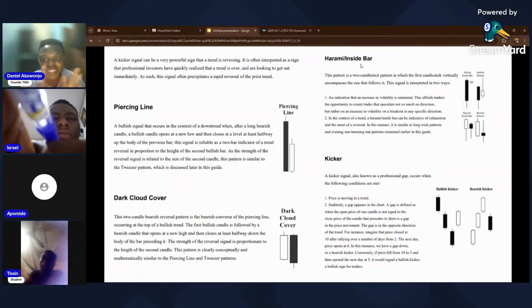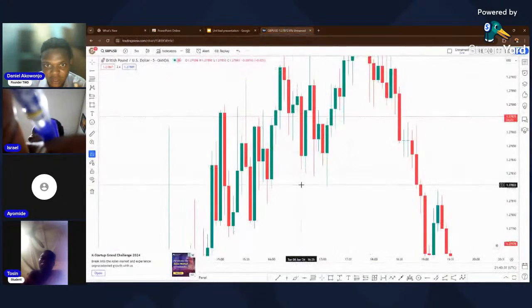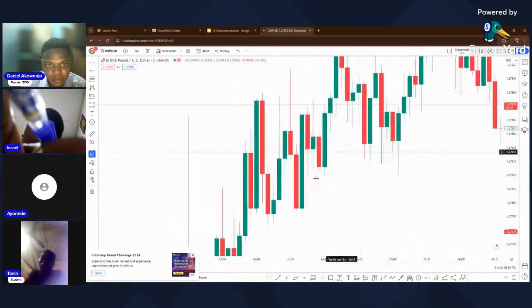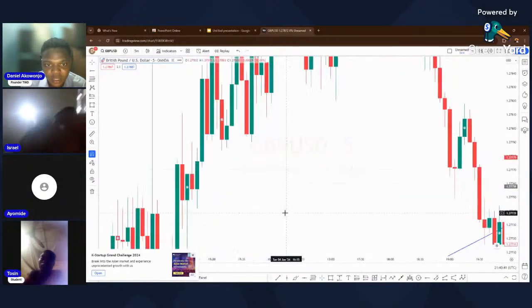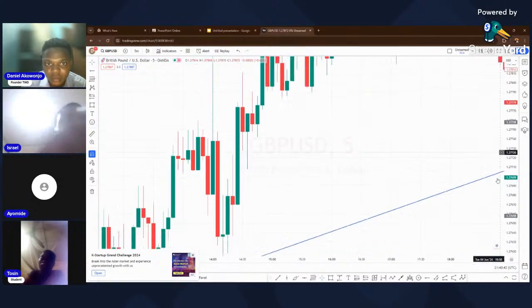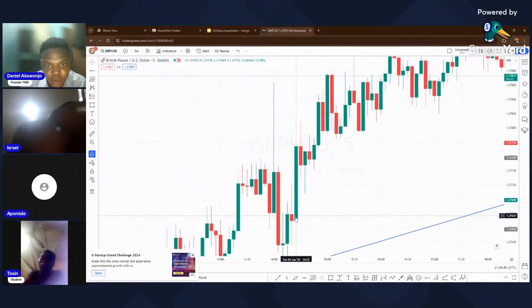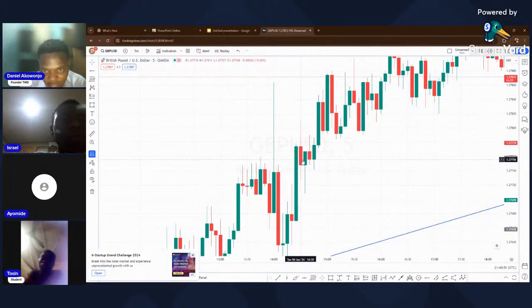It means that these are two candlesticks, in which the first candlestick vertically encompasses the one that follows it. Does that make sense? Now, this bullish candlestick, pow. Do you see that the next candlestick is smaller than this candlestick? What does it mean?